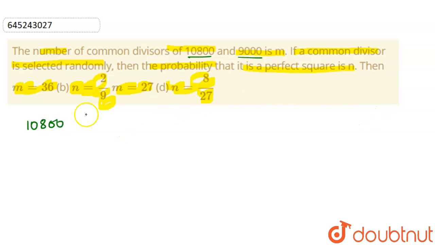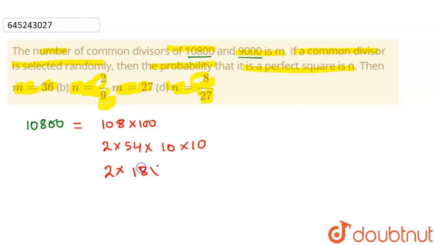10,800, right? So we will factorize it. We can write this as 108 into 100, and 108 can be written as 2 into 54, and 100 can be written as 10 into 10. Now 2 cannot be divided further, so we will break 54 now. We can say 54 can be written as 18 into 3. 10 is 5 into 2, again 10 is 5 into 2. So that is how we will find out the factors of 10800, right?